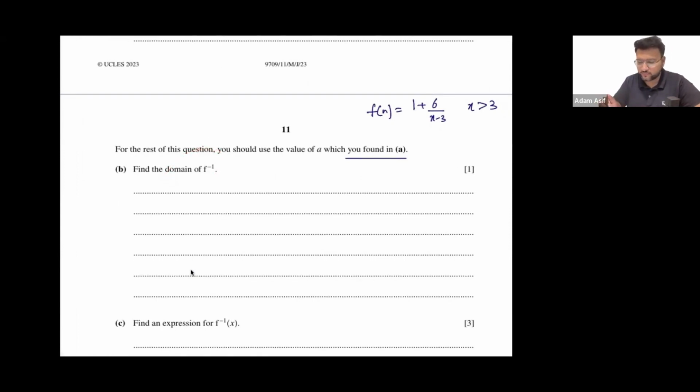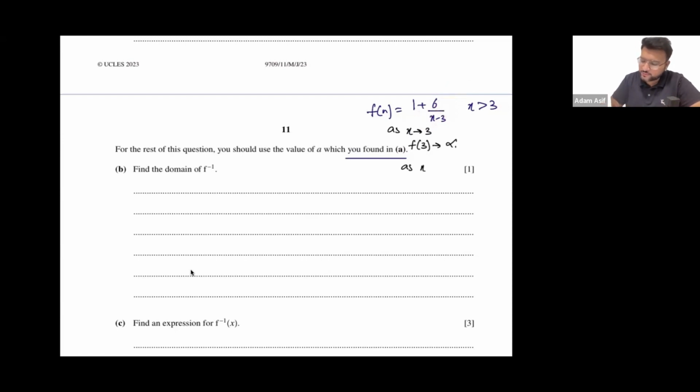Without actually finding the inverse function, we just have to find the domain of the inverse function. Now the domain of the inverse function, guys, is the same as the range of the function. So tell me, as x approaches 3, where does your function approach? When you plug in 3, the denominator becomes 0, the function becomes undefined, or you can say it approaches an infinitely large value. Adding 1 will give you an infinitely large value.